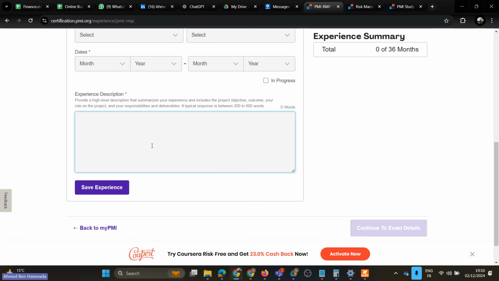How did you create a response plan for the prioritized risks? How did you assign a risk owner, and how did you follow up on the risk mitigation plan or action plan? How did you report on risks, engage with your stakeholders, and be proactive in managing risks, etc.? So this is what PMI would like to see in the experience summary here.